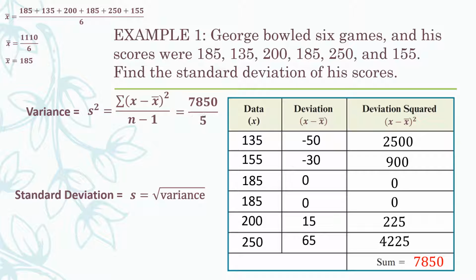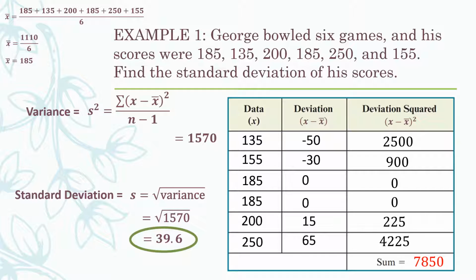Now we need to go ahead and simplify the denominator first. So 6 minus 1 is 5. Now we can do that division. So 7850 divided by 5 gives you 1570. Alright, so that's your variance. So now, like we said before, you need to take that variance and plug it into your standard deviation formula. So the standard deviation is S. That's going to be equal to the square root of 1570. Right, and the square root of 1570 is 39.6. So there is your standard deviation. That's your answer. 39.6 is the standard deviation.